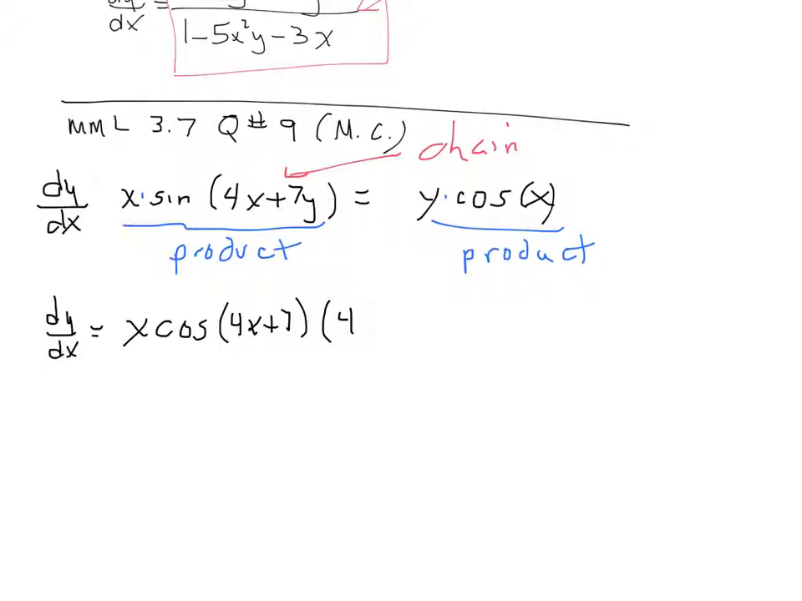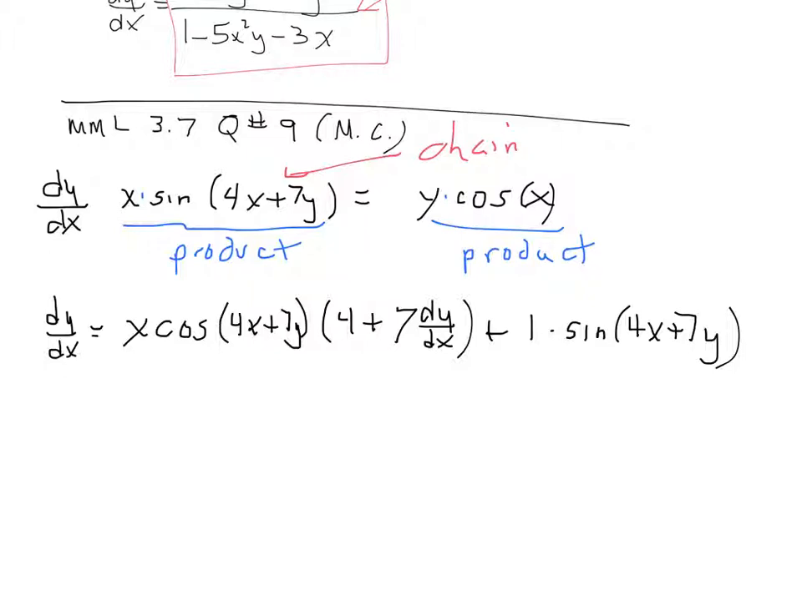And then, what happened? Why do I keep forgetting y's? Maybe I don't like y's. Plus the derivative of 7y would be 7 dy/dx, because we're doing this with respect to x, so this is implicit differentiation. Plus the derivative of x, which is just 1, so I'm going to go ahead and put it there. Leave the sine alone. y. And I'm done with that product.